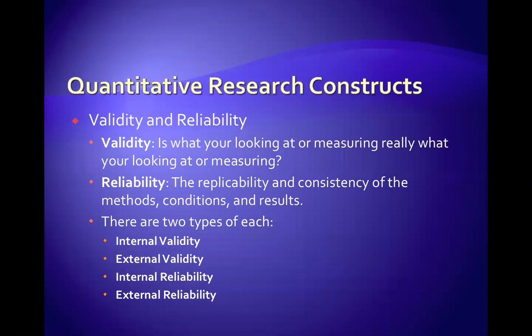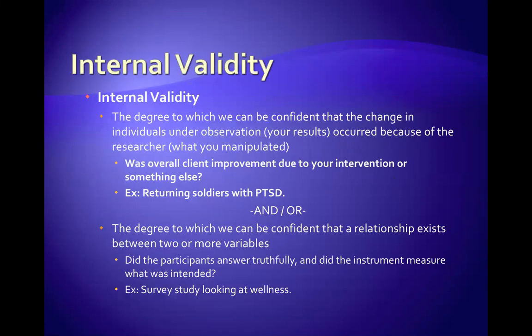So, there are two types of each. And this is when we get into the real details. We're going to start off with internal validity. And I'm going to be honest with you, this is the one that students struggle with the most. So I'm going to try to be clear. I'm going to try to give you multiple examples and do my best with this.